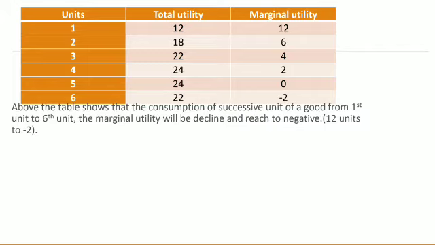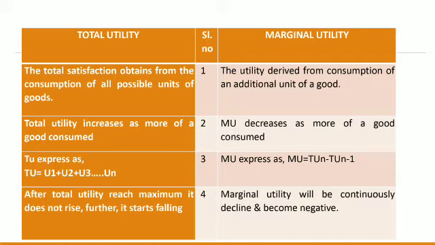So what is the difference between marginal utility and total utility? Total utility is the total satisfaction obtained from the consumption of all possible units. Here, that is 6 units. Marginal utility is the utility derived from the consumption of an additional unit: first to second, second to third, and third to fourth. The additional utility of each unit consumed is called marginal utility.